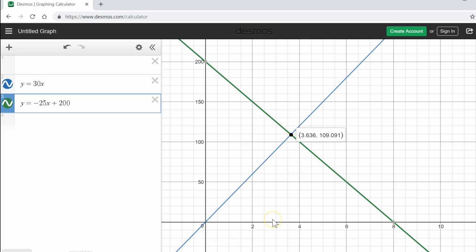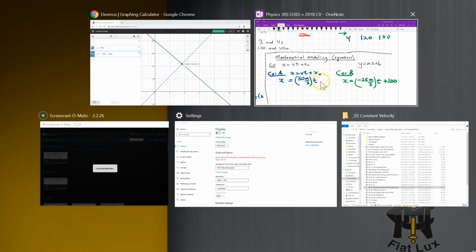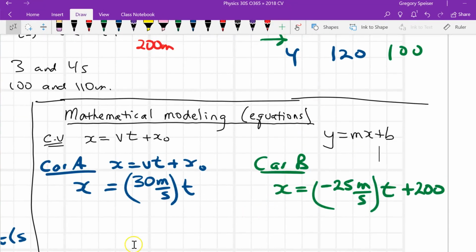So let's just pop back to where we're over here, and let's see if we can get a similar answer to that. At this point in our mathematical modeling, we have a car A in blue and car B in green. You might not be so lucky to have, so multiple.